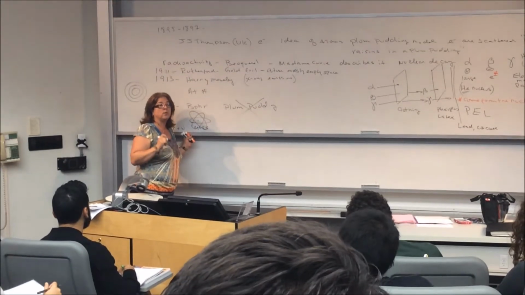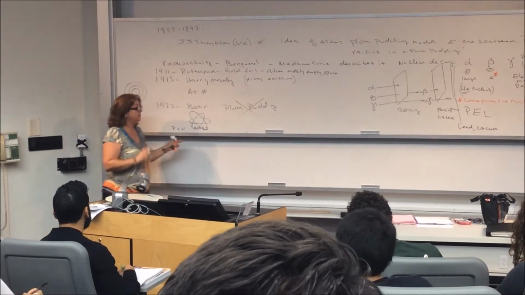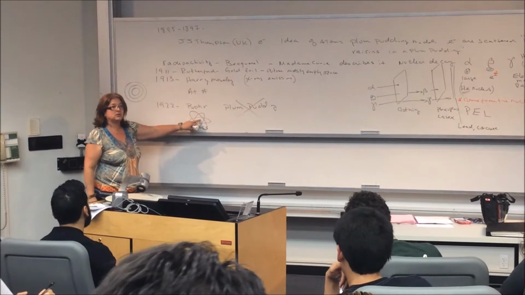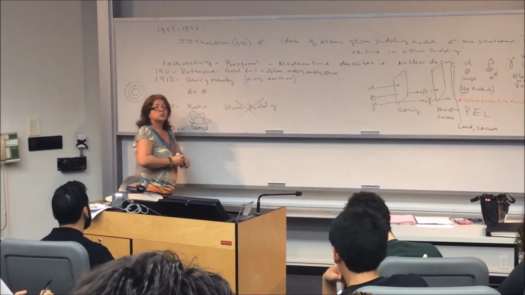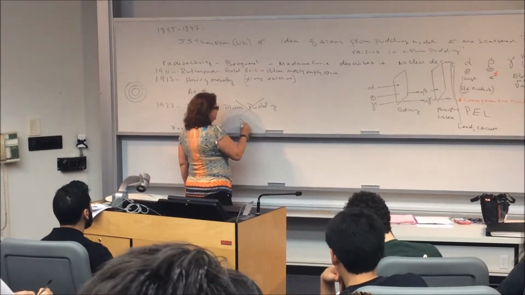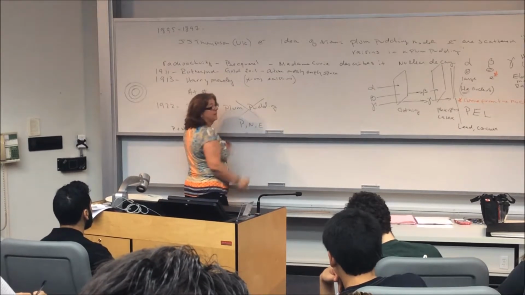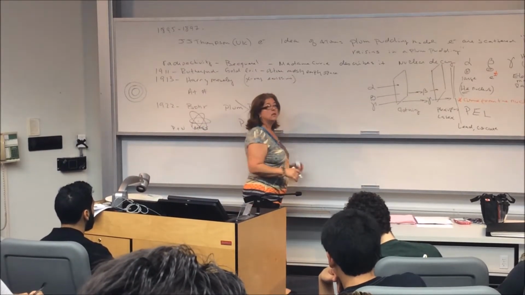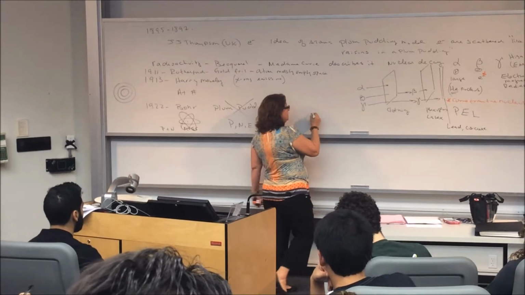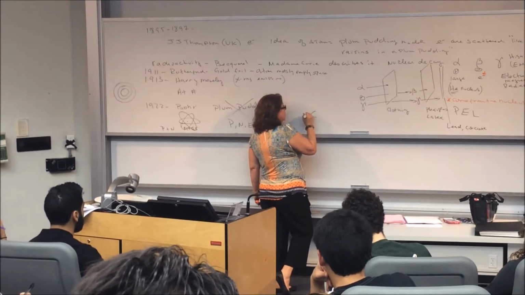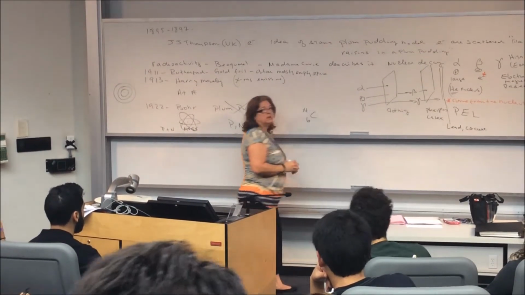So 1922, the Bohr model of the atom. No more plum pudding. Protons and neutrons at the center, electrons on the outside. So you have to be able to tell me the protons, neutrons, and electrons of any species that I say, any one. So say for example that I have this one, carbon 14 and 6.